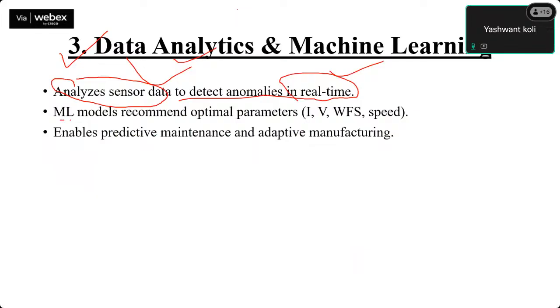And the ML part. The ML model recommends optimal process parameters. These are the input process parameters: current, voltage, wire feed speed, and travel speed. So for the ML model, these are the input parameters, and this is how the data can be analyzed and reused for getting a very good WAM product.